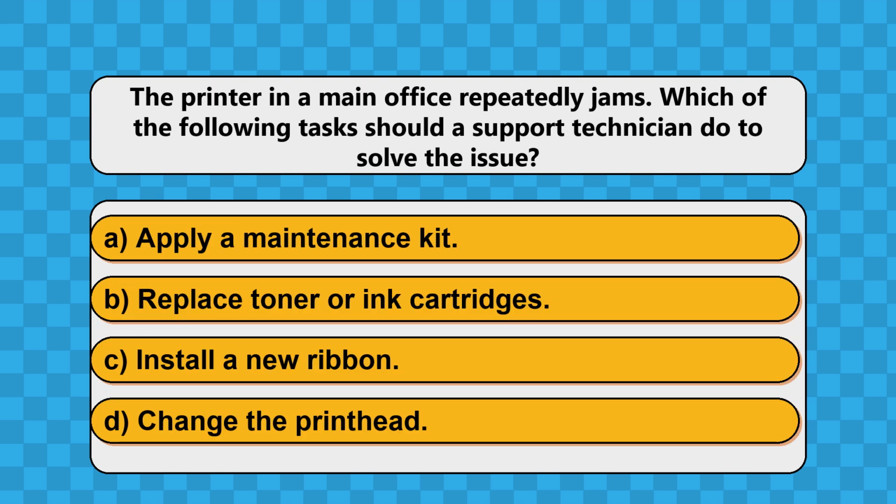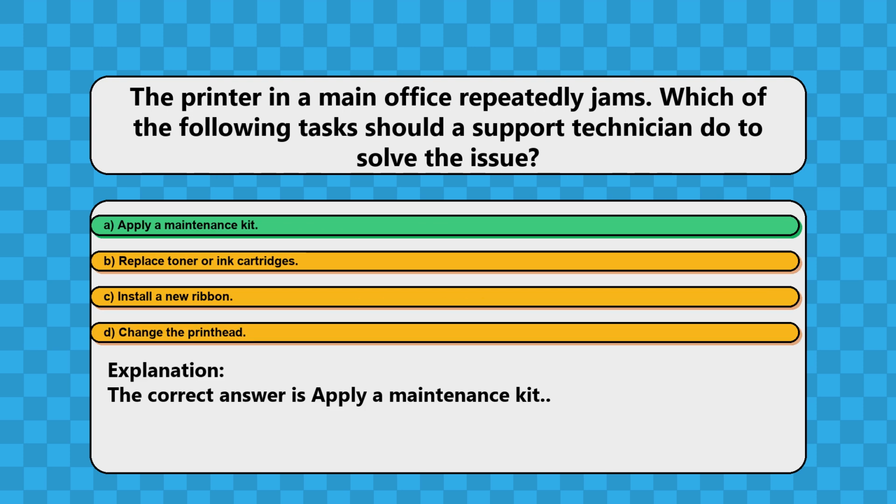Question 14. The printer in a main office repeatedly jams. Which of the following tasks should a support technician do to solve the issue? Option A, apply a maintenance kit. Option B, replace toner or ink cartridges. Option C, install a new ribbon. Option D, change the print head. The correct answer is option A, apply a maintenance kit.